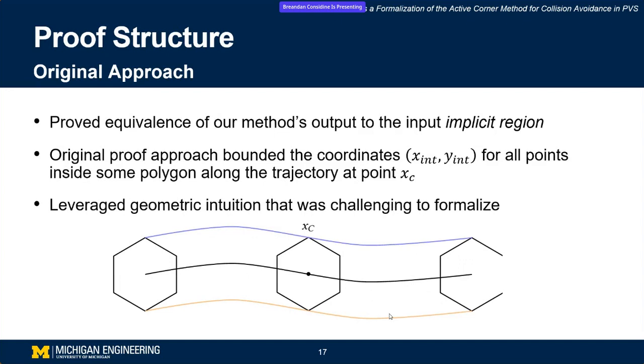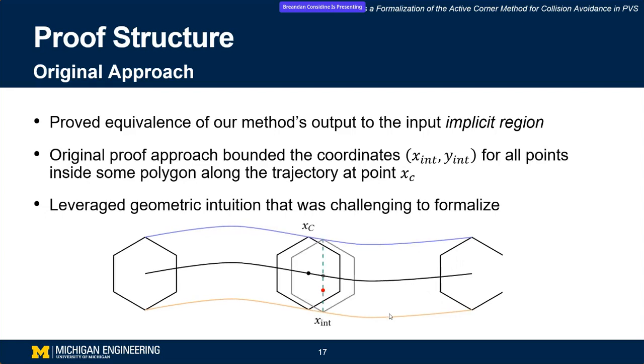The way that this proof works in our original FMCAD paper is that we bound the interior coordinates for some polygon somewhere along the trajectory, right? Some point xc in between the beginning and the end. It leverages some geometric intuition that's hard to plug into a theorem prover, right? We reason about some interior point. It's at some coordinate offset, but still inside of a polygon.